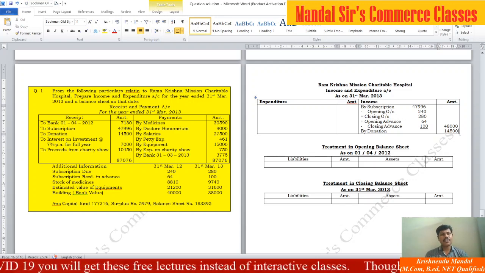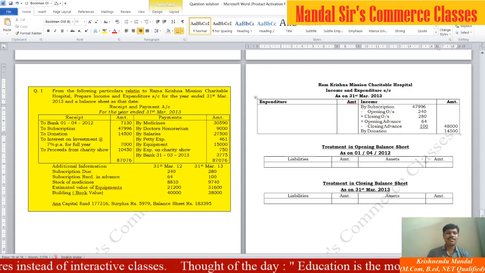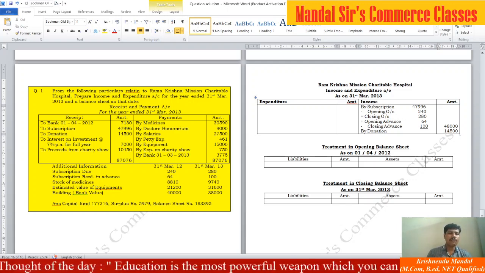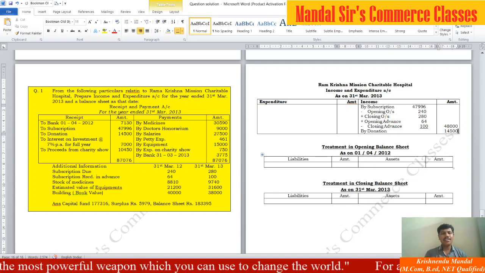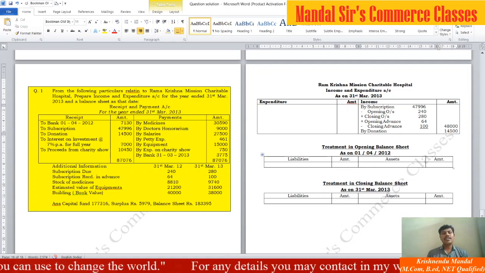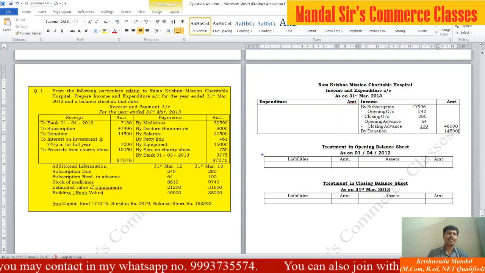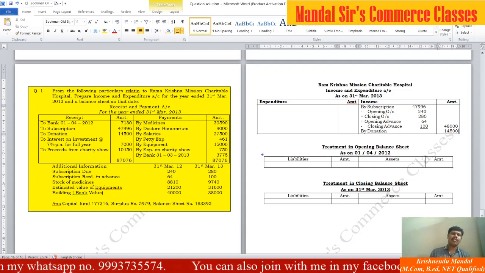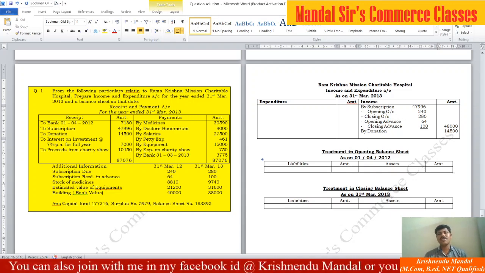To interest on investment at 7% per annum for the full year. Here interest on investment is given at the rate of 7%, and 7,000 is the amount. So now the question arises: what is the actual amount of investment on which we will get this 7%? First of all, see in the payment side, is there any investment? No sir, there is no investment. That means in this particular year we did not purchase any investment. If we purchased any investment during the year, then we would have to show it in the payment side. But there is no investment, so none was purchased during the current year.